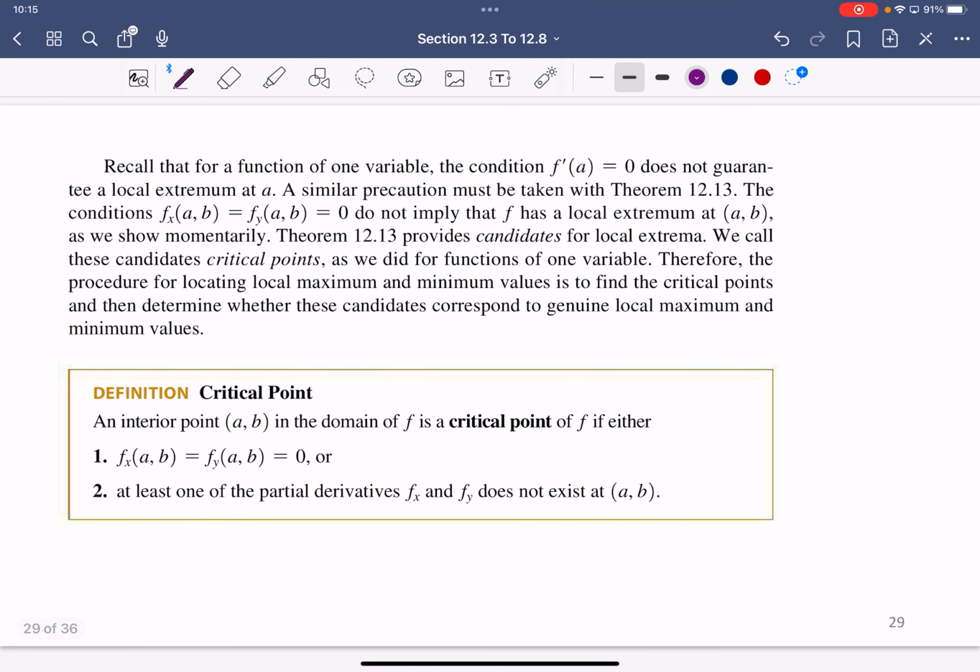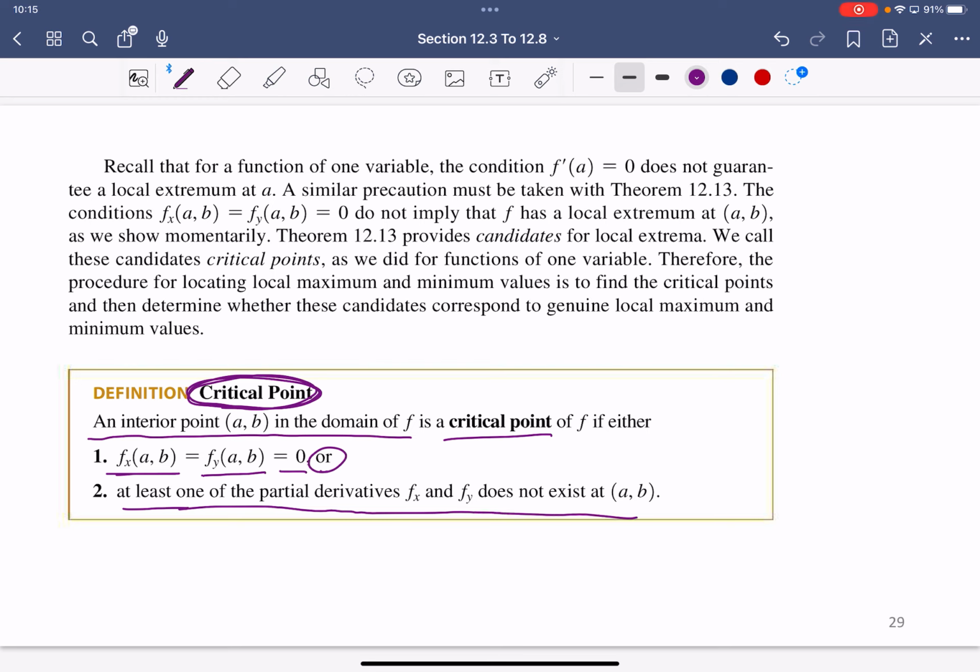But here, this is the definition of critical point. The important thing for you starts here. You're going to say that the interior point (a, b) in the domain of f, we're going to call it a critical point when the first derivative with respect to x and the first derivative with respect to y equal 0, or at least one of the partial derivatives does not exist. So there are going to be two cases. If the first derivative equals 0, or if it does not exist, you're going to call it a critical point. Pretty simple like that.